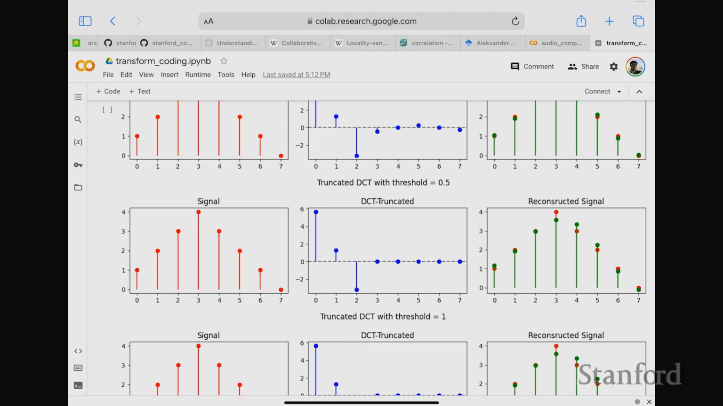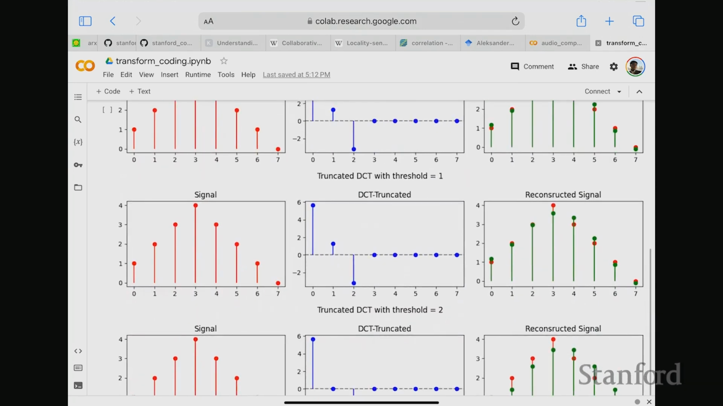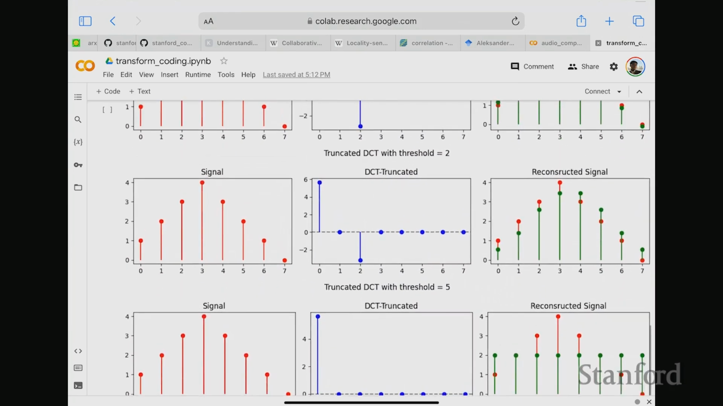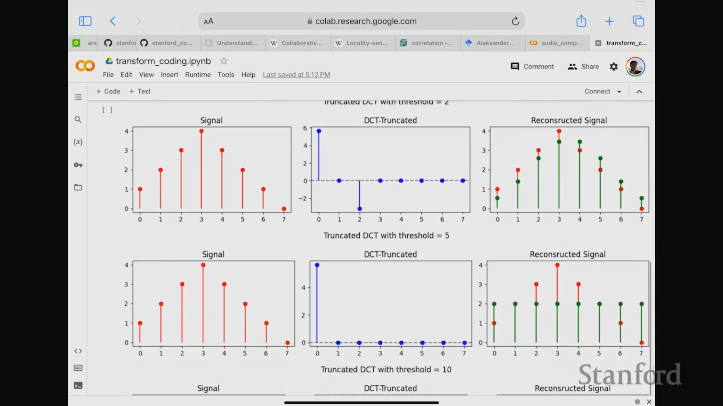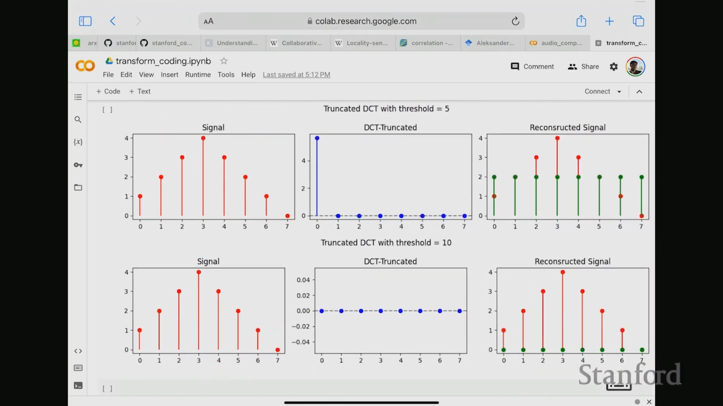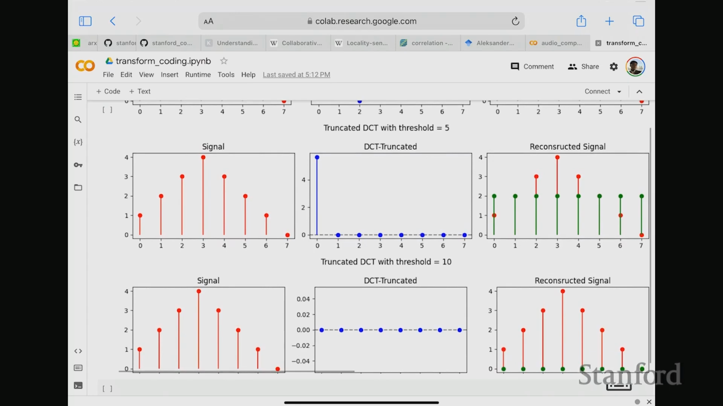But still my errors seem somewhat controlled. It's not really that the green signal looks super different from the red, right? Obviously, you are introducing distortion, but it's not too much. Then you keep increasing, keep truncating. At some point, you keep nothing but the DC signal. At this point, obviously, your errors are just over the roof, right? If you just keep the first component, that's basically saying, I'll just transmit the average of these things. So that's not really useful.